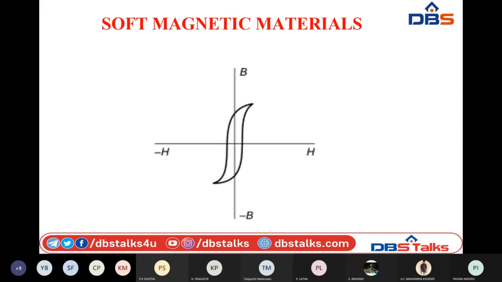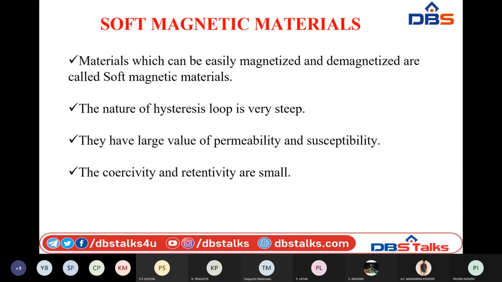So you can observe this here. This is the graph drawn between magnetizing force H and the magnetic flux density B. It is shown that B always lags behind H. This is very narrow in the case of soft magnetic materials. And since these are easily magnetized, they have very large values of permeability and susceptibility. They allow a very large number of magnetic lines of force through them, so that is why they have very large permeability and susceptibility.